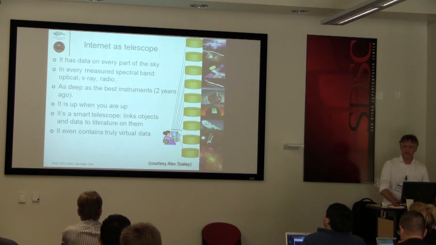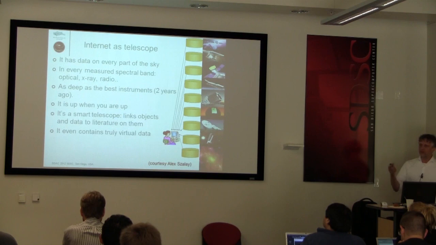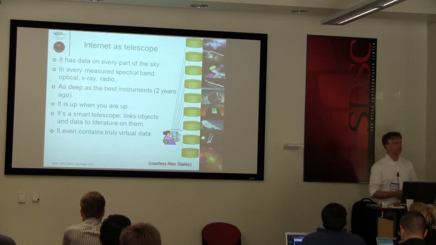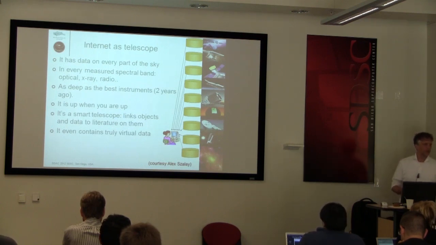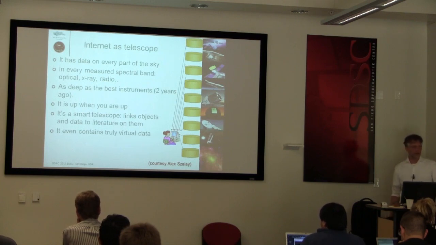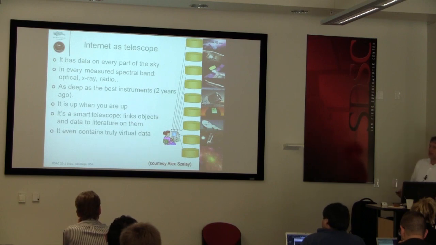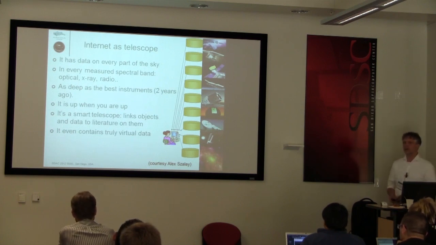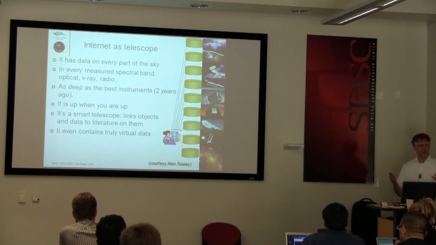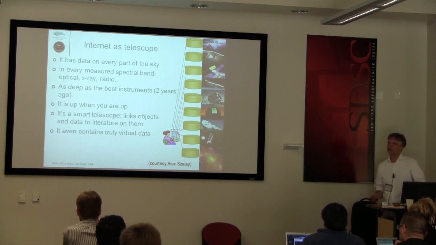There are some problems with this, but since all this data is available, this is a slide I got from Alex, in principle, the internet could serve as a kind of virtual telescope. The data is available online, generally of lots of parts of the sky. Now almost the whole sky is covered, like the Rosat All-Sky Survey, which is one survey of the whole sky. It has it in many bands, from radio through optical and infrared to X-ray. Lots of the data is available. Supposedly, after 2 years, most data becomes public.